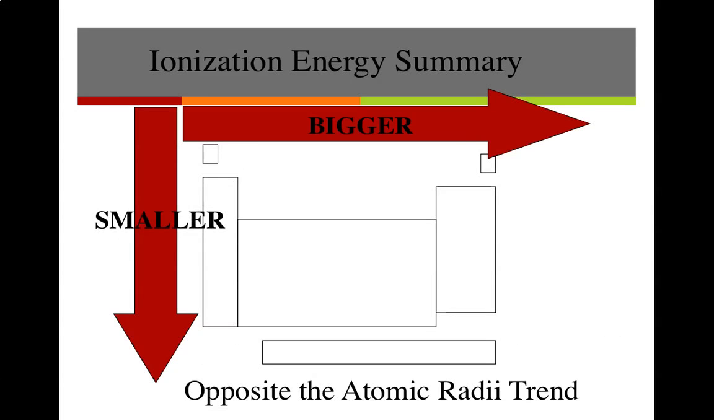So here's our summary. It's just the opposite of the atomic radii trend. So as we go from left to right, it's harder to remove those electrons, so the ionization energy is bigger. And as we go top to bottom, the shielding effect is having the opposite effect. It's decreasing the amount of energy that is required to make it an ion.